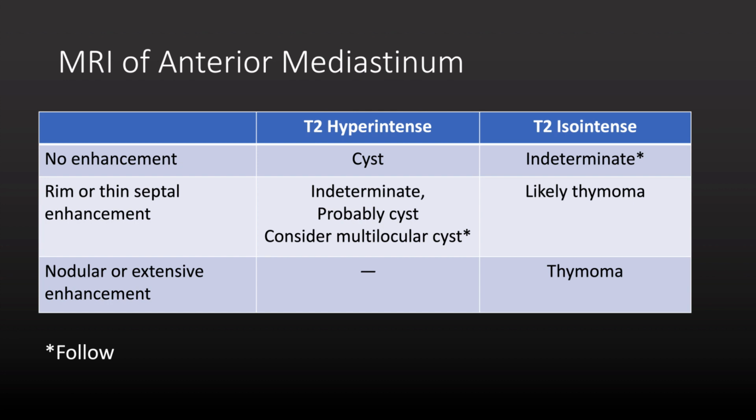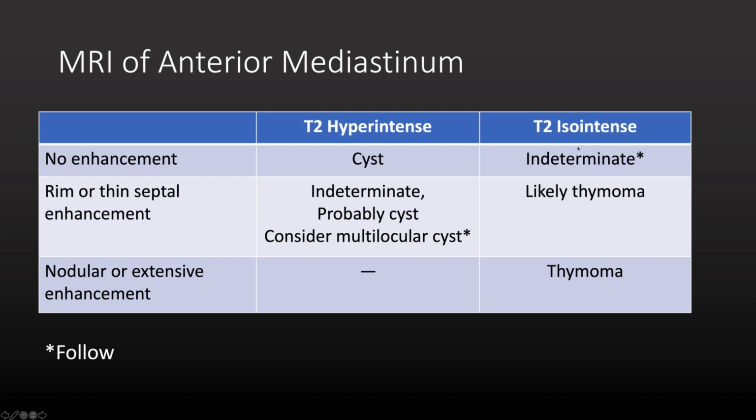So I just made a little table here kind of summarizing what I said. Most of the time you'll be able to conclude pretty easily that the lesion is a cyst because it'll be T2 bright without enhancement, or that it'll be a thymoma because it'll have nodular or extensive enhancement within it. Or even if you see rim enhancement, if the lesion doesn't have nice fluid signal on T2 weighted images, then you really want to think about a thymoma.